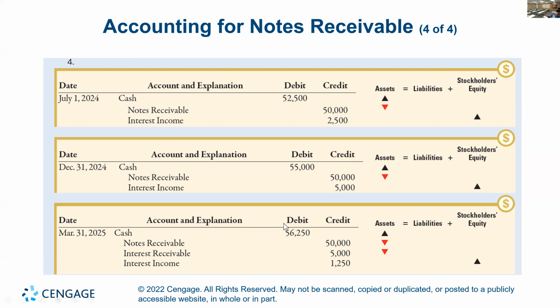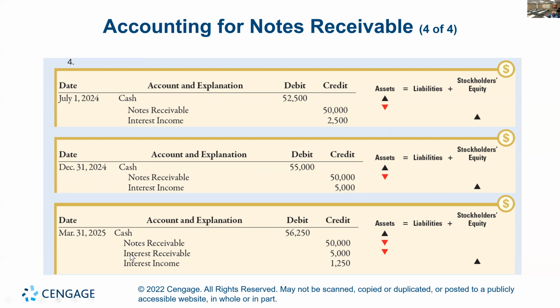Here is the journal entries for each of our payment dates. You see if they paid in 6 months, we're going to get cash back of $52,500. 50,000 of it was the notes receivable, taking the principal off the books. The rest was interest income. Same thing if they paid on the 31st. We're going to take off our notes receivable because they paid the whole principal amount, plus they paid the interest, then we can record our interest income.